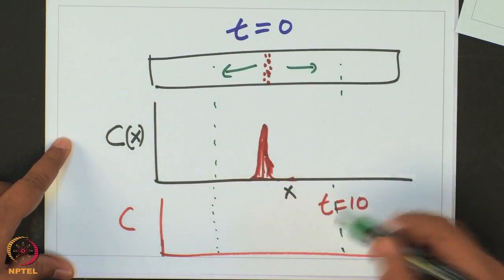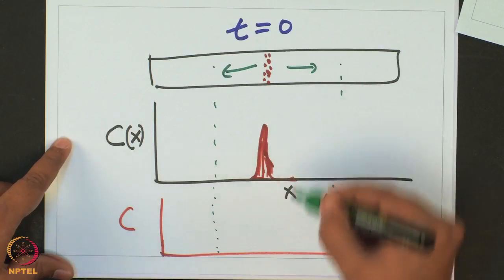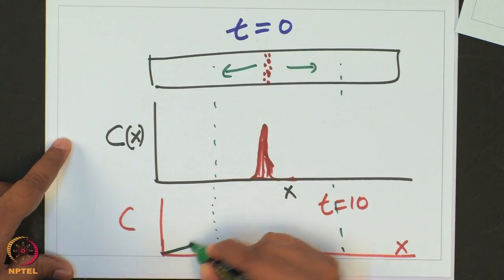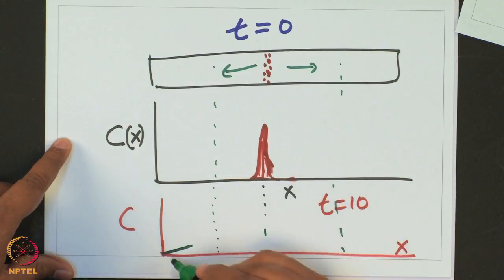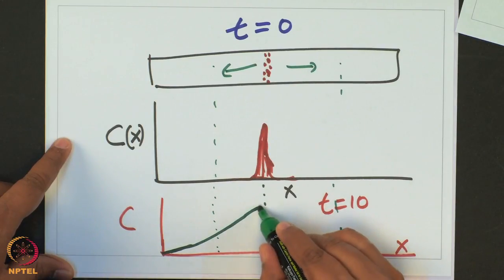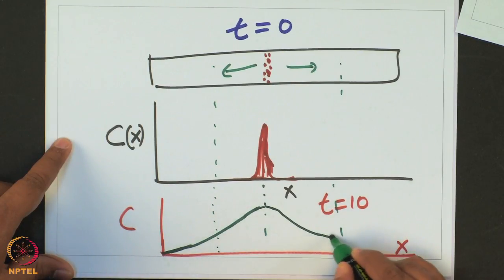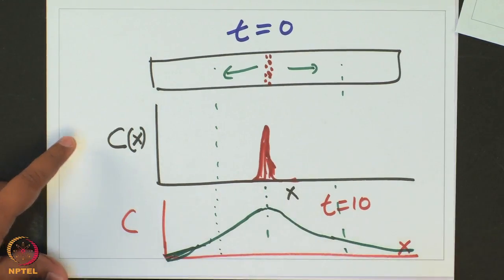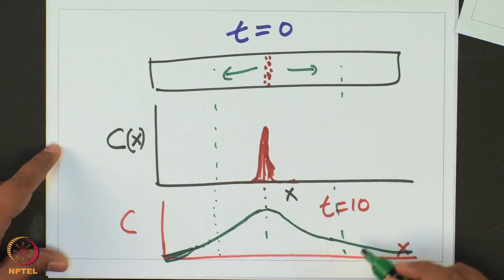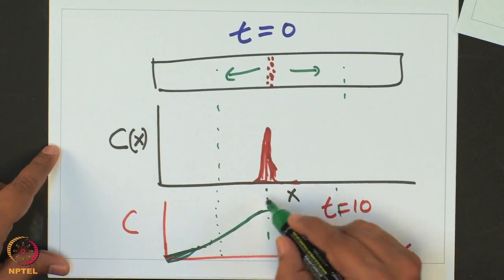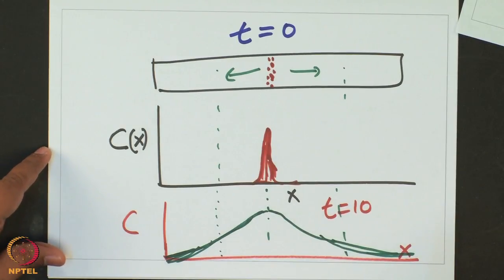It will be non-zero. Therefore, after a sufficiently long time, you would expect some function something like this. Some symmetric function, something like this. This should be symmetric on either side. I can draw this better. A symmetric nice function like this.